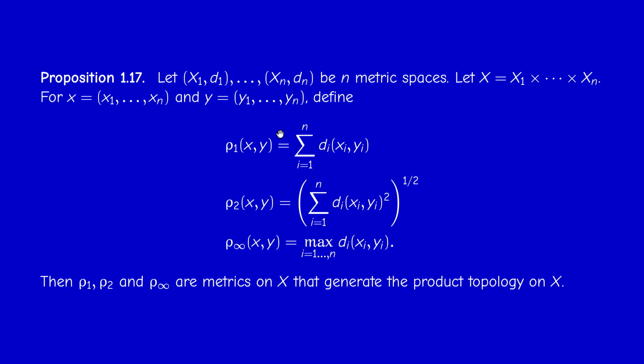So for example, ρ∞ is less than ρ1, because this is the maximum, this is the sum. And ρ1 is less than n times ρ∞. So this double inequality tells me that ρ1 and ρ∞ are Lipschitz equivalent and therefore topologically equivalent. And you can do something similar between ρ2 and ρ∞, exactly like we did before. Try to write them. And last thing, you have to choose one of them, for example ρ∞ or ρ1, and prove that it generates the product topology that we just defined in the beginning of this video.